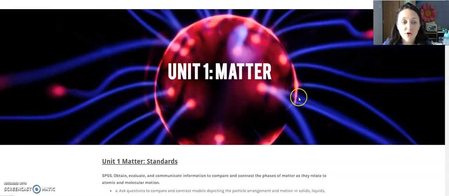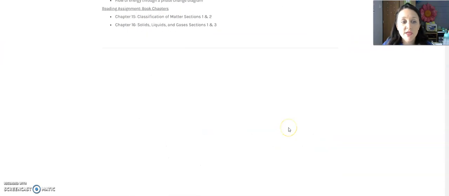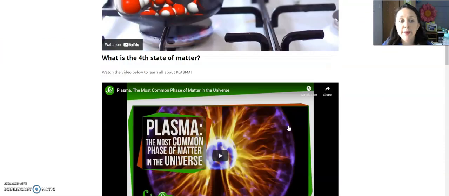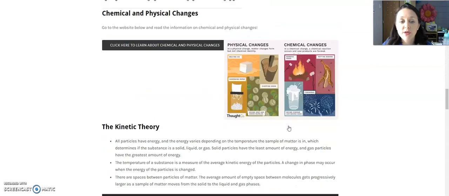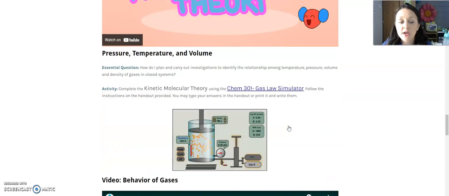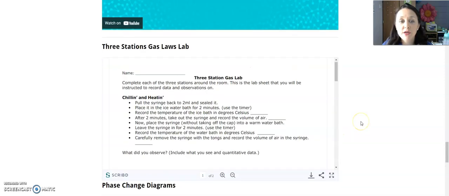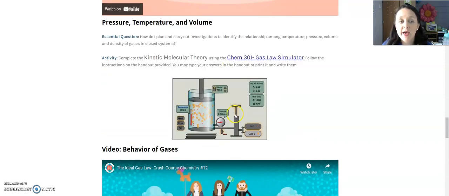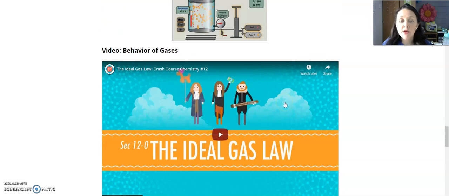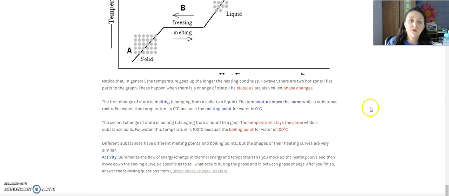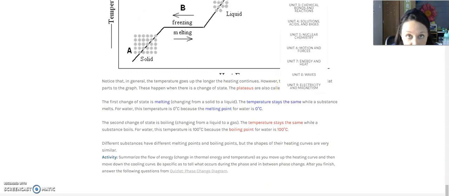For instance, we will start with matter, and I have all of the standards, plus I have the videos we watch in class, some of the activities we do in class. So if your child needs to review, this is where they do it. Also, their labs are on here, as well as the activities we do in class. If they miss them, they are all right here. So there should never be an excuse as to why your child does not have review materials. If we don't have them in paper, they are right here.